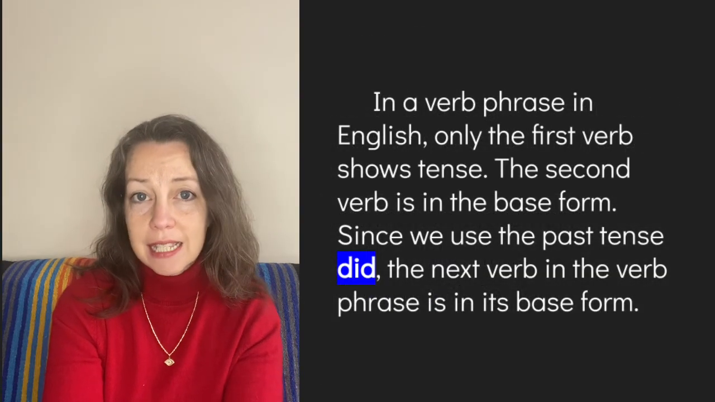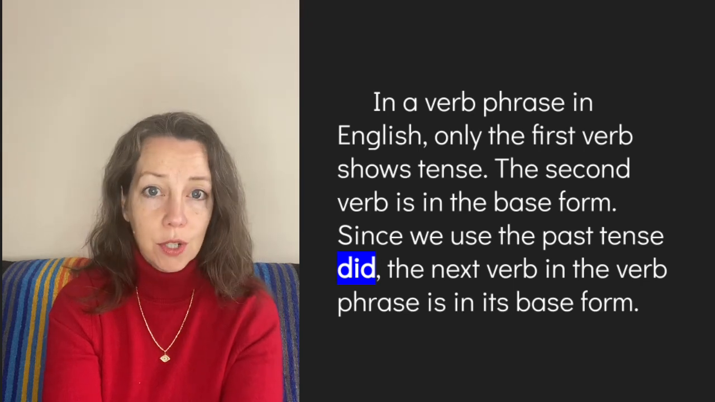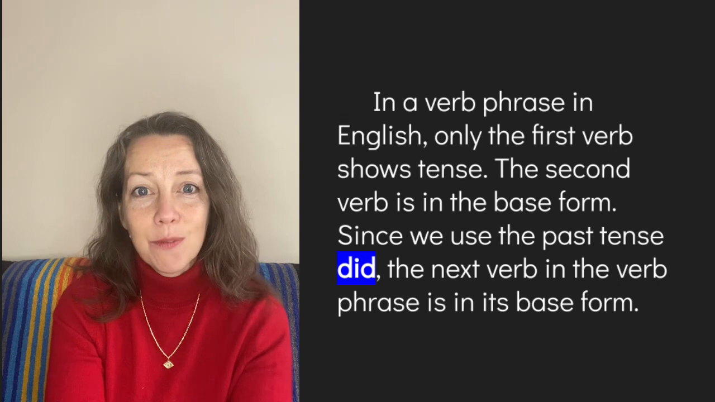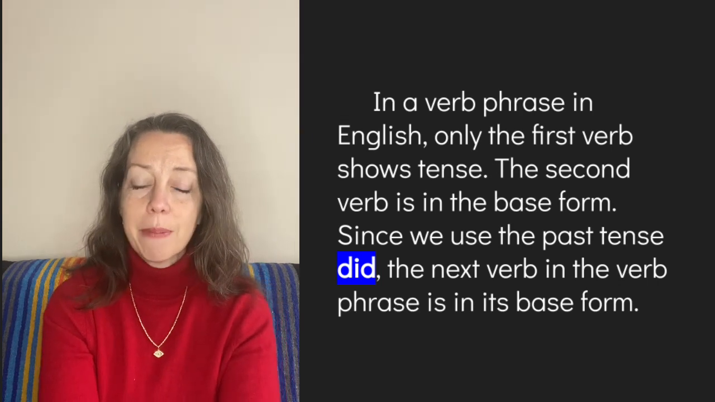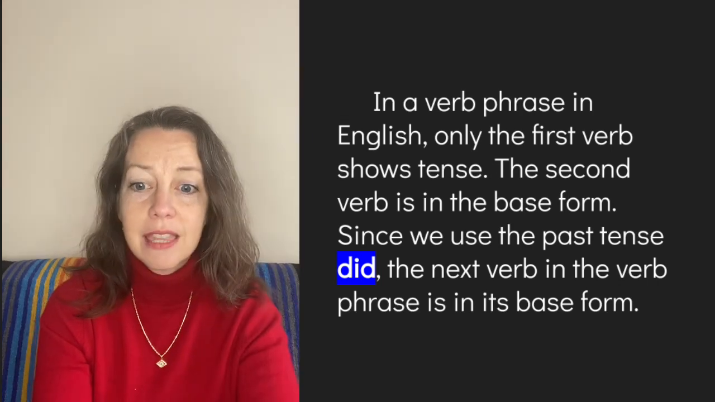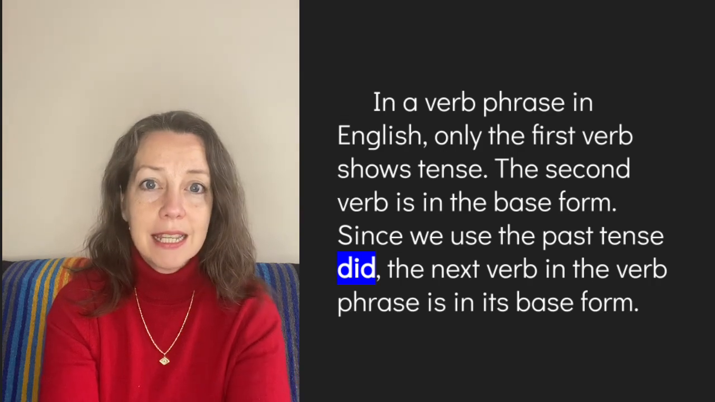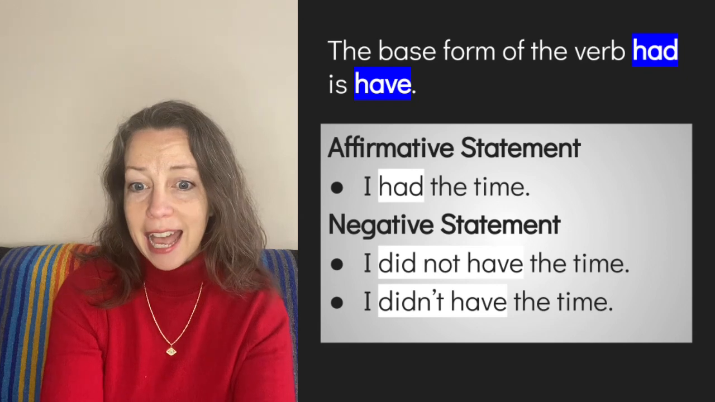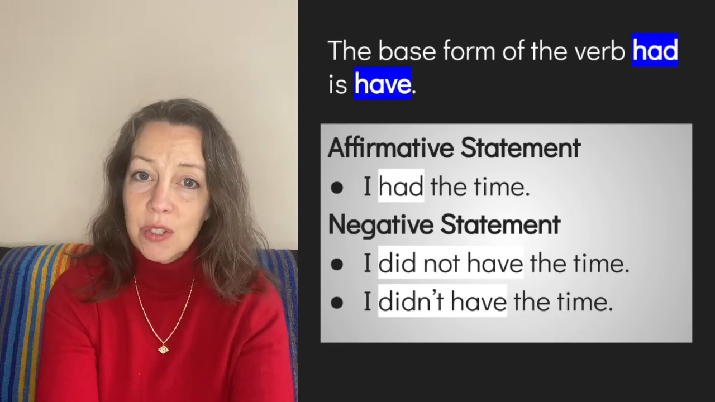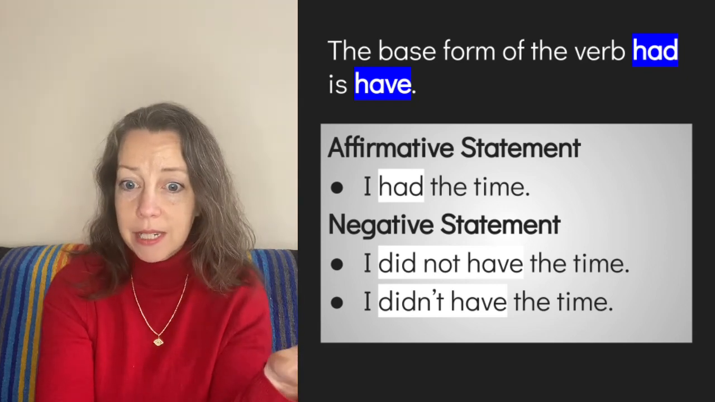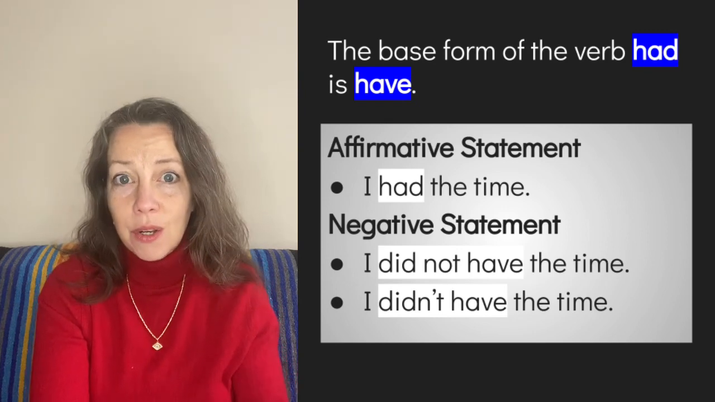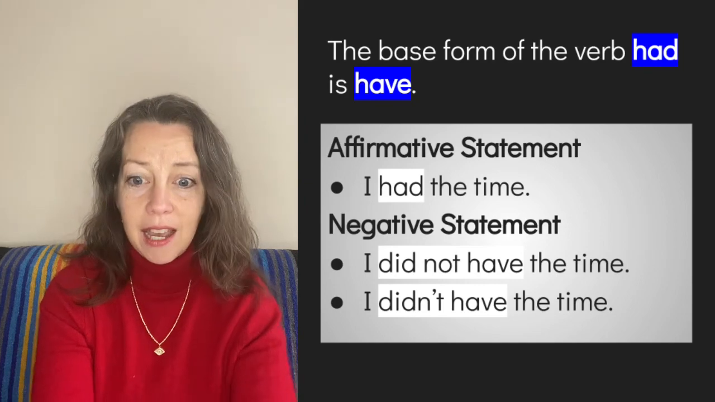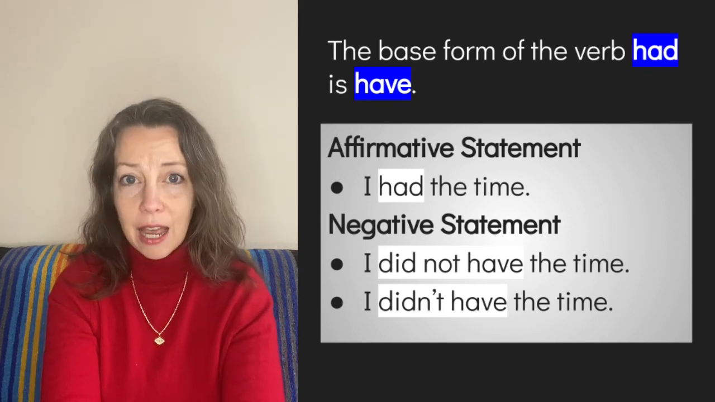In a verb phrase in English, only the first verb shows tense. The second verb is in the base form. Since we use the past tense did, the next verb in the verb phrase is in its base form. The base form of the verb had is have. So our affirmative statement, I had the time, would be in the negative statement, I did not have the time, or I didn't have the time.